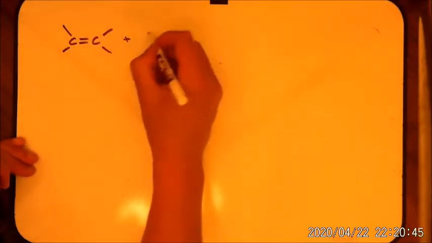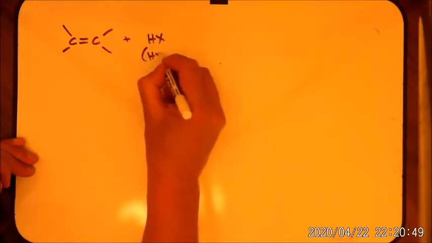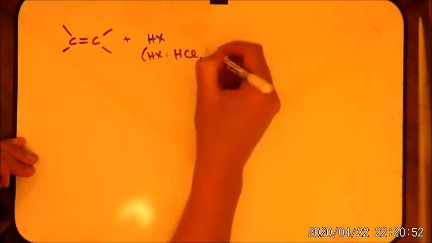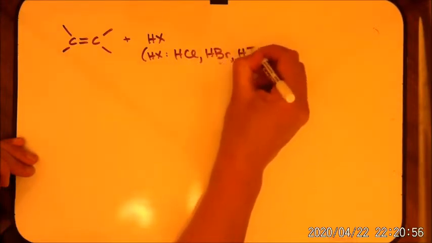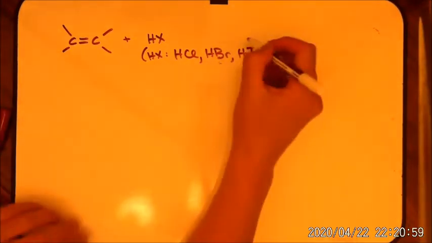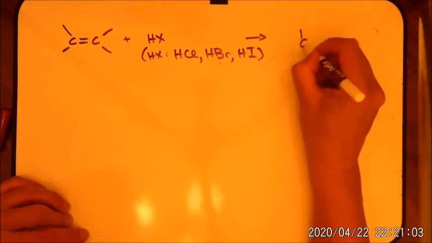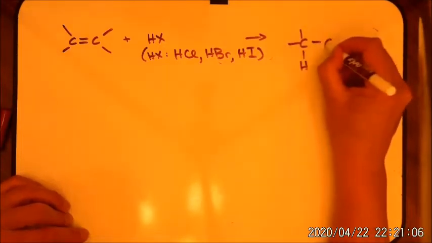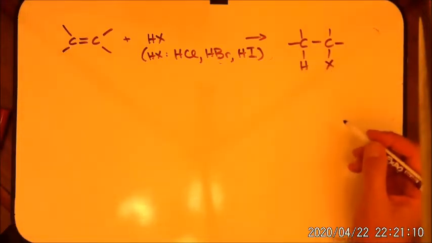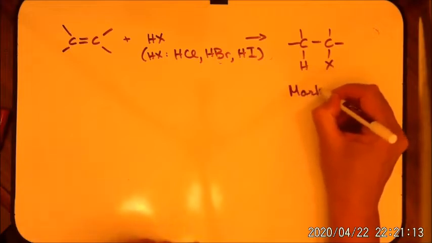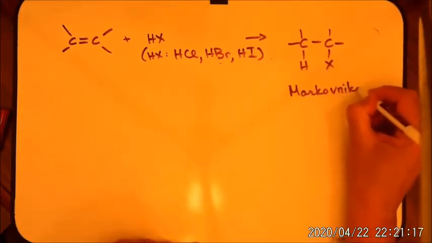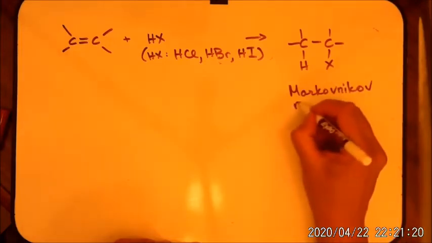We also talked about the addition of HX. So again, here is my alkene, and you can add HX, where HX is either HCl, HBr, or HI. And what you get is addition across your double bond. Again, this is Markovnikov addition, and you can get rearrangements.